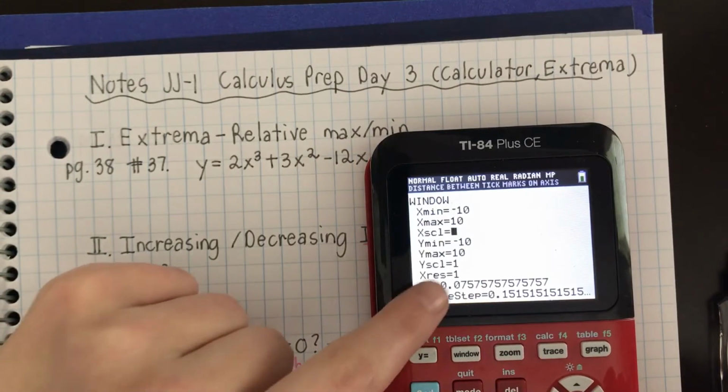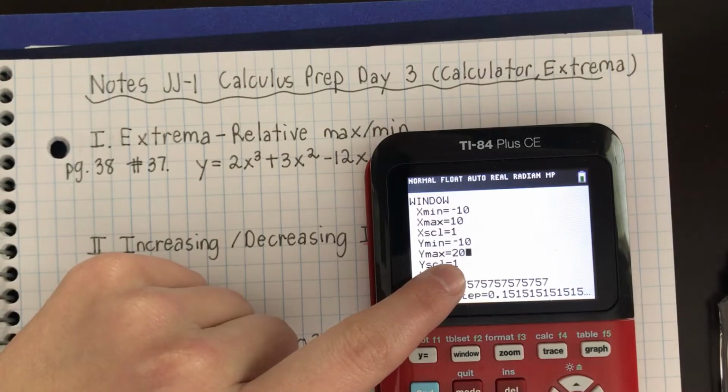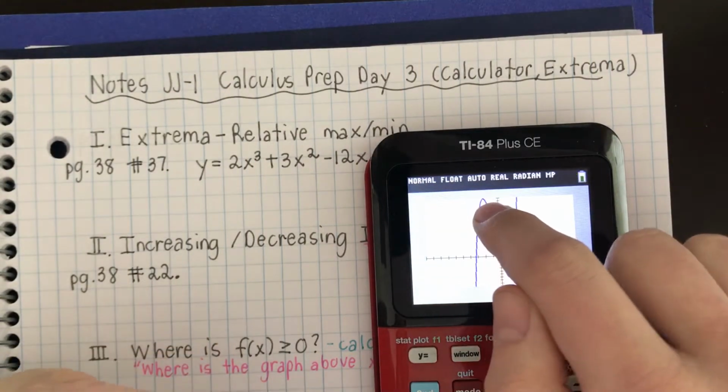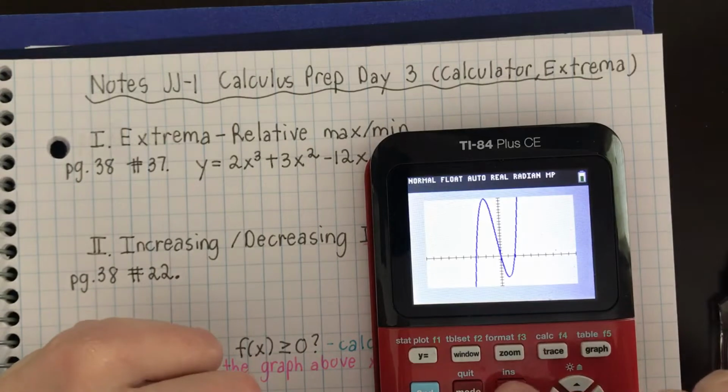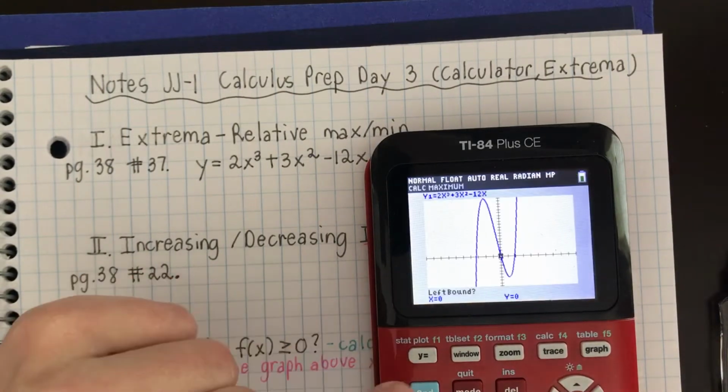So I know I need to adjust my y max. It's currently at 10. I'm going to try 20. So it looks like that'll be enough. Let's try it. So now I can clearly see my relative max. So I'm going to do second trace and 4 since I want relative max.